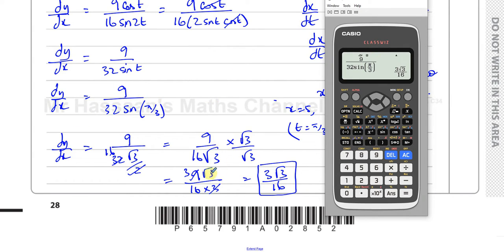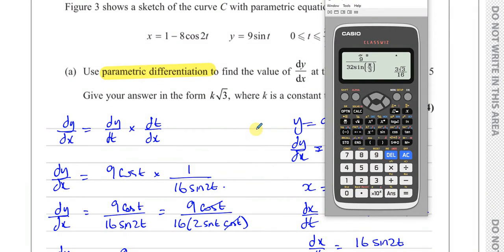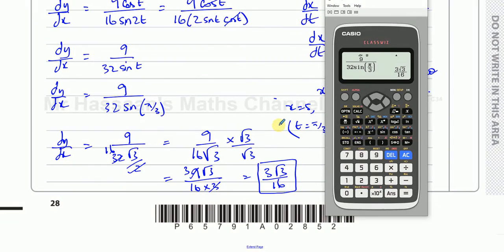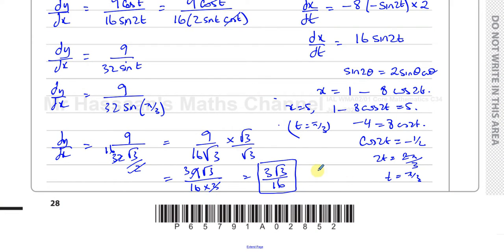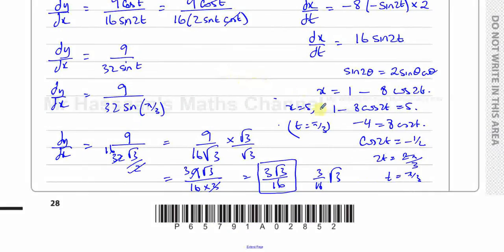Okay, I just showed you how it worked from manipulating it, but that's fine. You could write the answer straight away from the calculator. 9 over 32 sine pi over 3 gives you 3 root 3 over 16. And there's your final answer in the form k root 3. So it's better maybe to write it as 3 over 16 times root 3, in which case the k would be 3 over 16. Okay, you don't have to write that. Just write it in this form. Okay, that's fine. Okay, so now for part B.